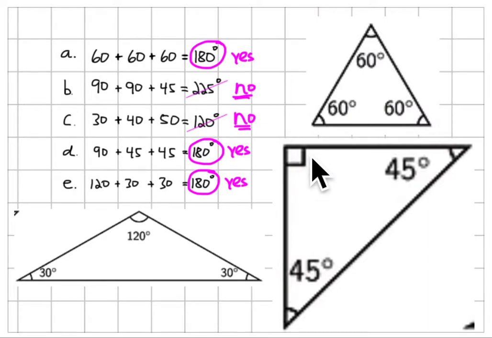This angle is 90 degrees. And the last one is an isosceles obtuse triangle. It's an angle greater than 90 degrees, but two of the angles are equal. That means that two of the sides are equal. So yes for D, yes for E, and yes for A.